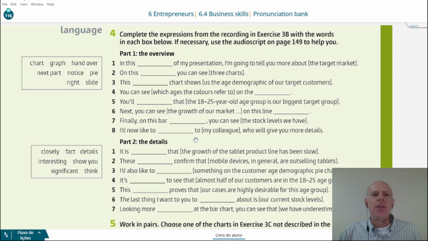Well, we have the words now, and the idea is for us to complete the sentences. In this next part of my presentation, I'm going to tell you more about the target market. How can you complete that? On this slide, you can see 3 charts. On this chart, on this handover, on this pie, on this slide. Good. This chart, what kinds of chart do we have here?